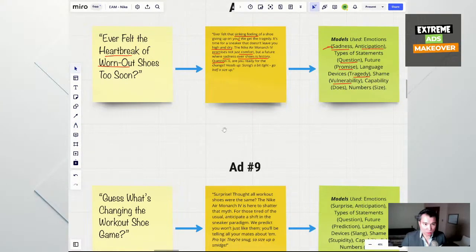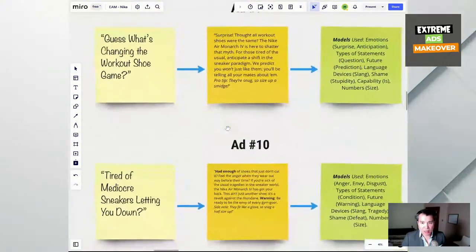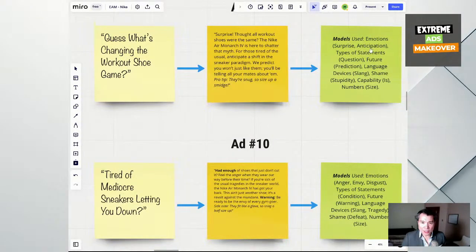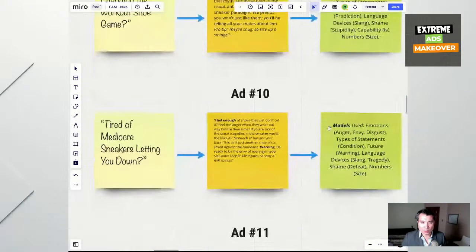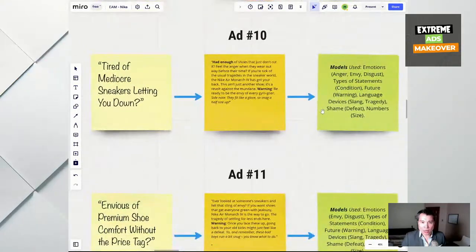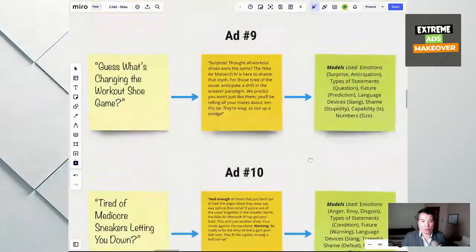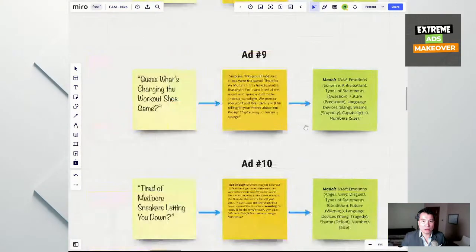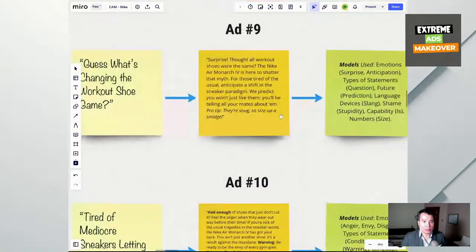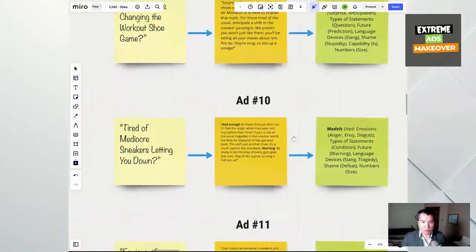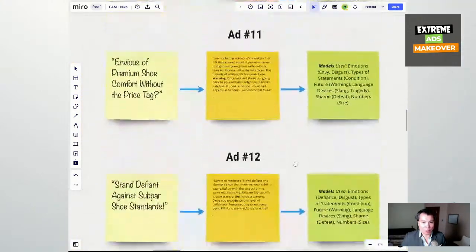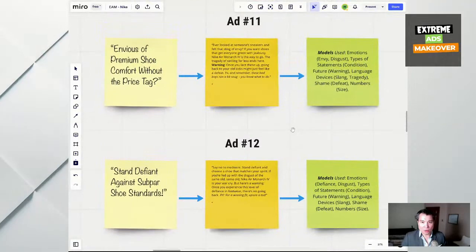Okay, so what else? We go next to ad number nine. We talk about the emotion of surprise, anticipation, language of slang, stupidity. We already read that. This is really the real new ad. Every single ad is different, right? We don't even have the same ad over and over again, right? So I'm going to use this one, defeat slang.